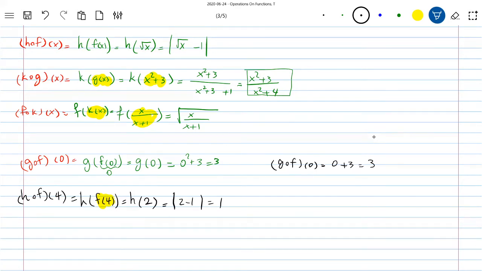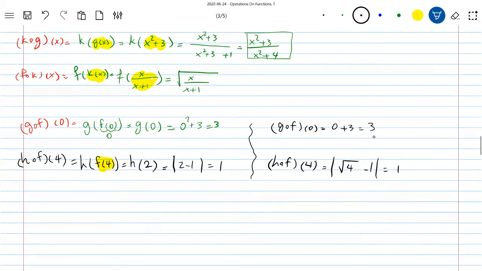But since I have the function h of f, I could have done it right away. I replace 4 into the function h of f. What is it? It's the absolute value of the square root of 4 minus 1. What do you get? Simply 1. And I didn't need to go through the process again. Okay. So if you have the functions, you can always calculate.